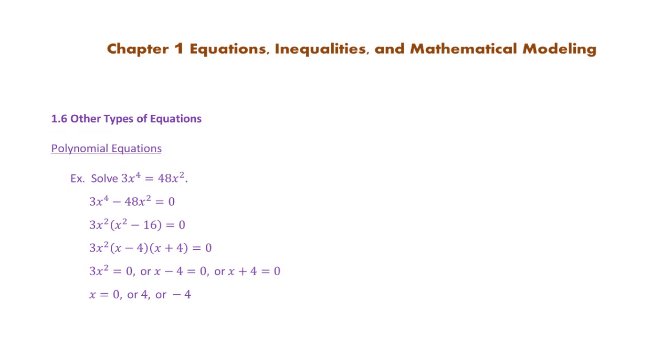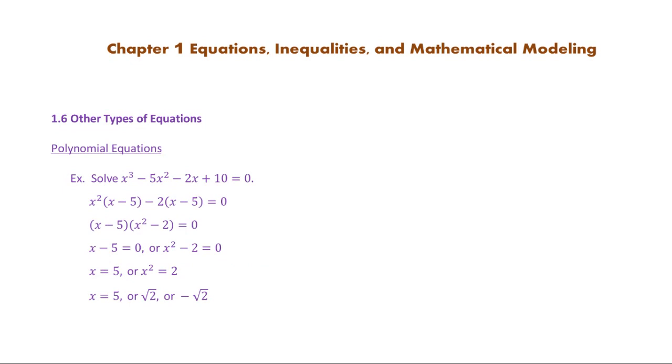So 3x squared equals 0 gives x equals 0. x minus 4 equals 0 gives x equals 4. And x plus 4 equals 0 gives x equals negative 4. So there are three solutions to this equation. Any questions? If no questions, then we just go to the next slide.